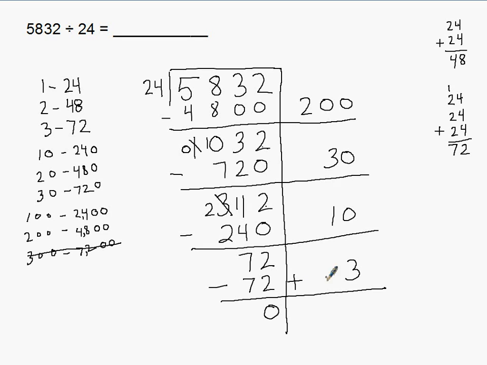Let's put a plus sign here, and we're going to add all of these numbers up right here. So I'll go 0 plus 0 plus 0 is 3. 0 plus 3 plus 1 is 4. And then here's a 2 with nothing to add to it, so I'll bring it on down. And this is my answer. So 5,832 divided by 24 is 243. And let's put our answer right up here.